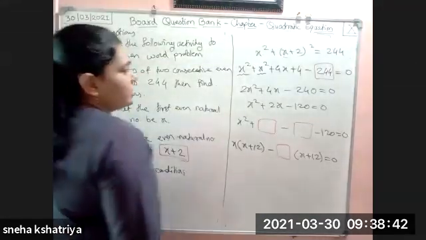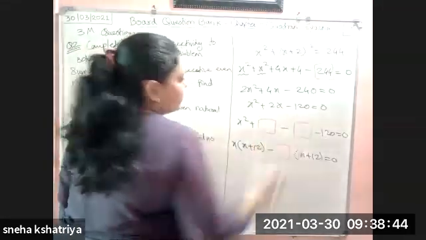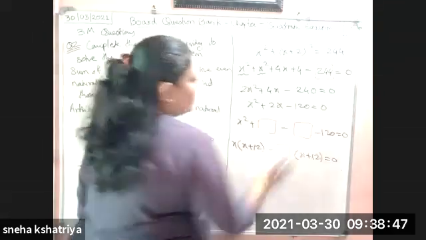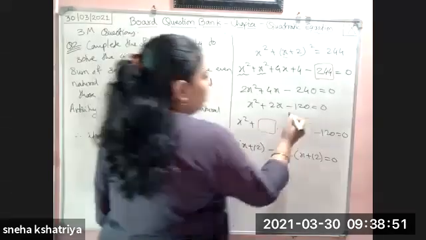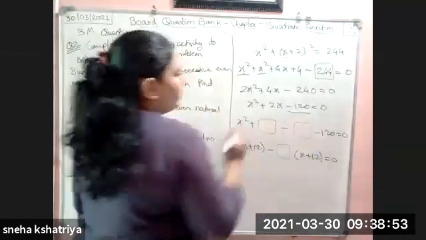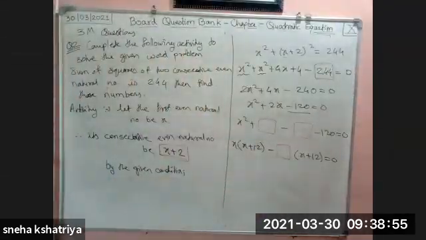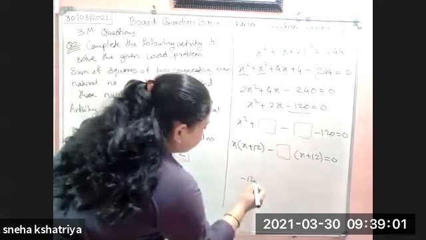Now what is the next step? We find out the factors. Two boxes are given here. We find out the factors. So for that, what do we need? We need 120 as the multiplication and 2 as the addition. So what are those numbers? 120 as multiplication and 2 as addition. Find the factors.